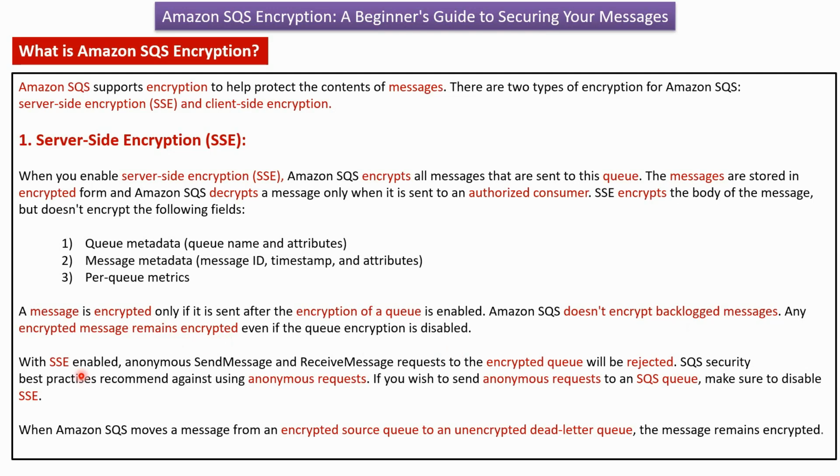With server-side encryption enabled, anonymous SendMessage and anonymous ReceiveMessage requests to the encrypted queue will be rejected. As per SQS security best practices, we cannot send anonymous requests if server-side encryption is enabled. If you wish to send anonymous requests to the SQS queue, make sure to disable server-side encryption. When Amazon SQS moves a message from an encrypted source queue to an unencrypted dead-letter queue, the message remains encrypted.